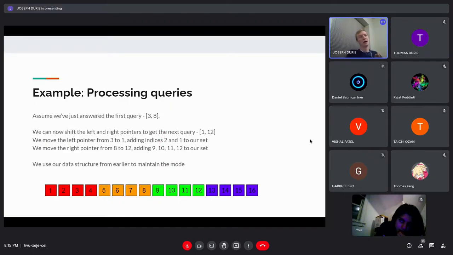Yeah, so now how we process the queries. This is like what I was saying before. So let's say we've answered the first query, which is 3,8, right? And now our next query is 1,12. So to get to that, we're going to first shift our left endpoint to the left twice, which corresponds to adding the value here and adding the value here. And then we're going to shift our right endpoint to the right four times, which is going to correspond to adding this value, adding this value, adding this value, and adding this value. So basically, to get between these two queries, we're doing six add operations. And then we can just do a get mode query and get the most common element here.